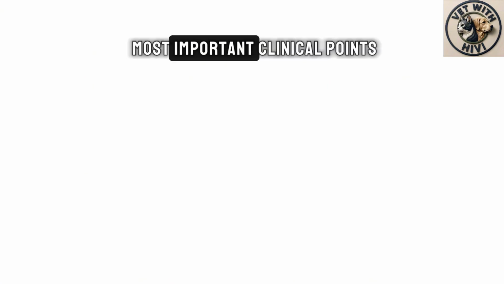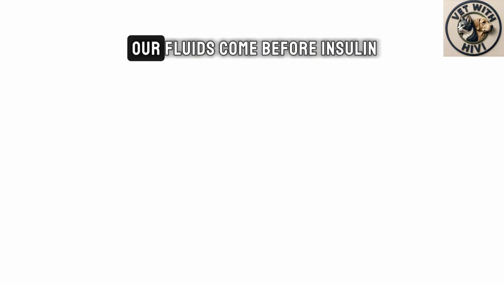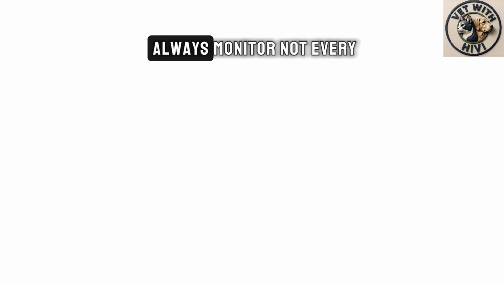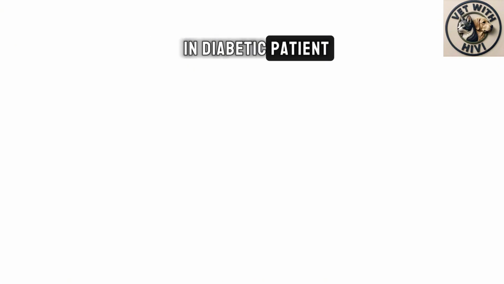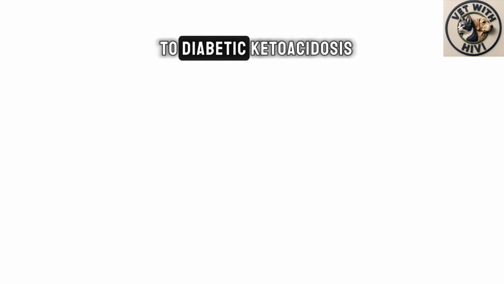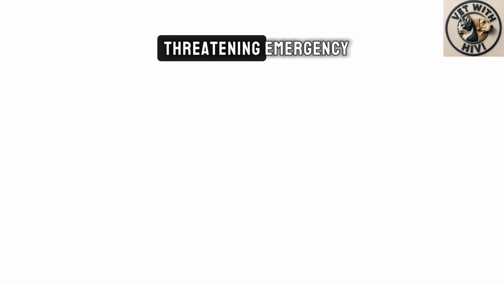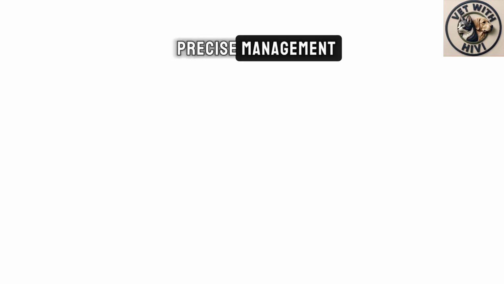Most important clinical points are: fluids come before insulin, potassium will drop, always monitor. Not every high ALKP is Cushing disease, always check for ketones in a diabetic patient. And because diabetes is a common disease, but when it progresses to diabetic ketoacidosis, it becomes a life-threatening emergency that requires rapid and precise management.